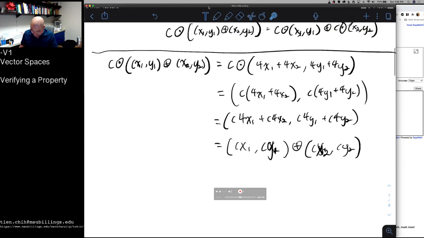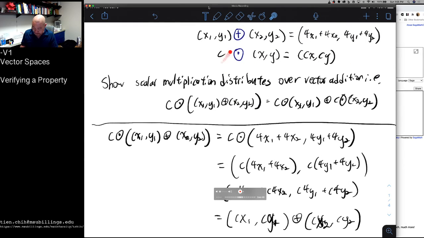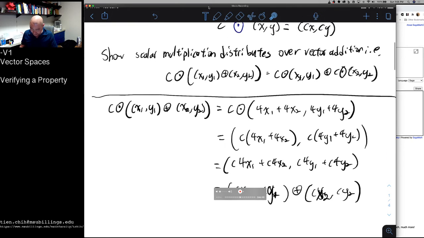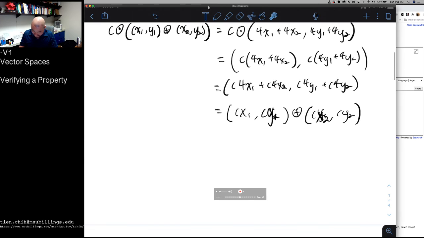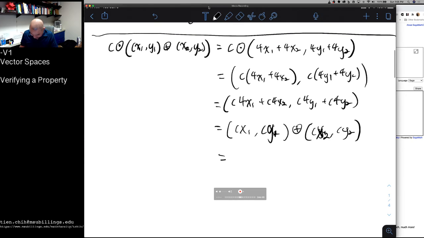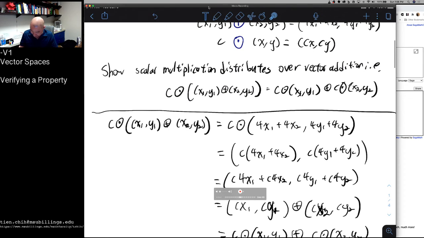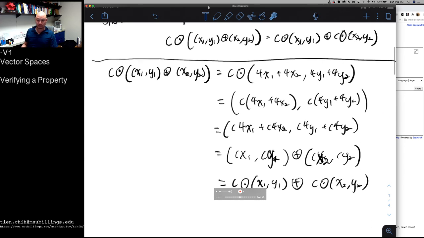And then finally, I can use the distribution property of the scalar product to factor out the c's, and that'll give me c circle dot (x1, y1) vector sum c circle dot (x2, y2), which is exactly what we wanted to show that this was equal to.